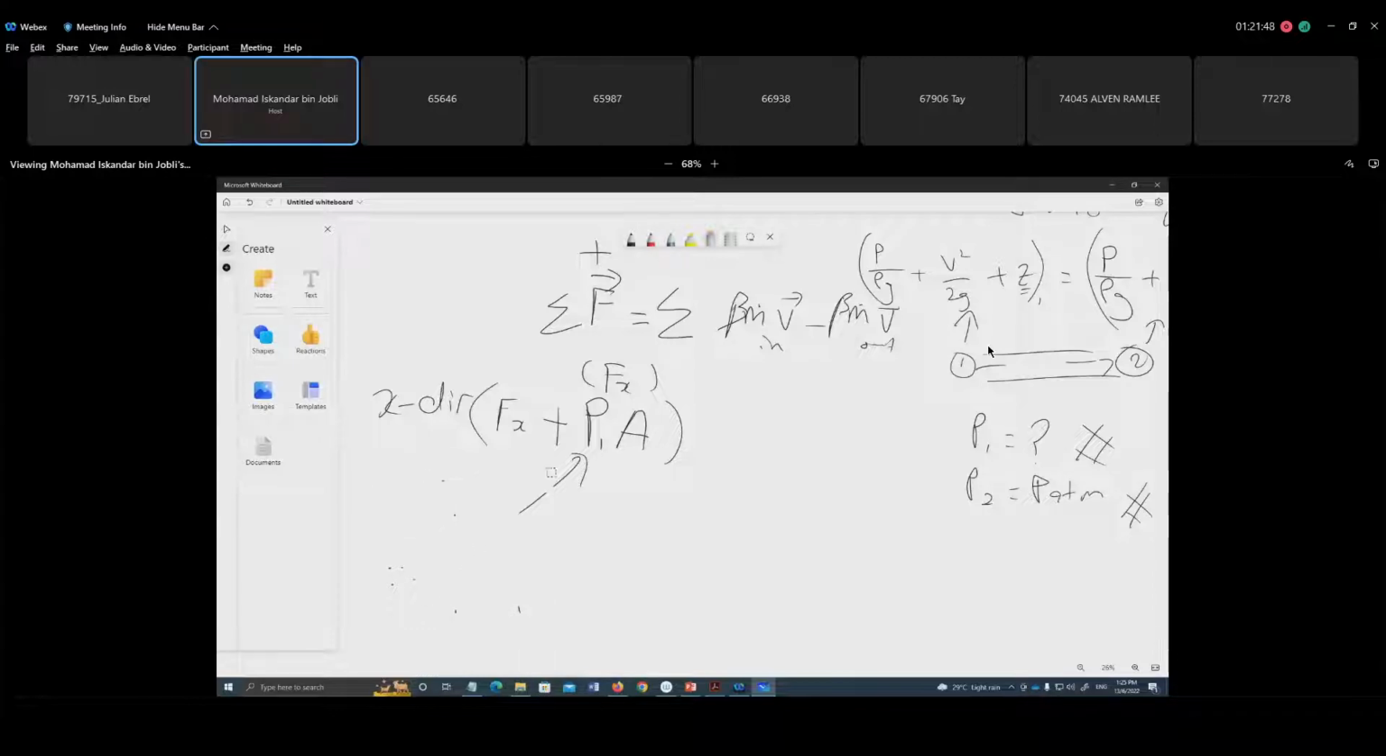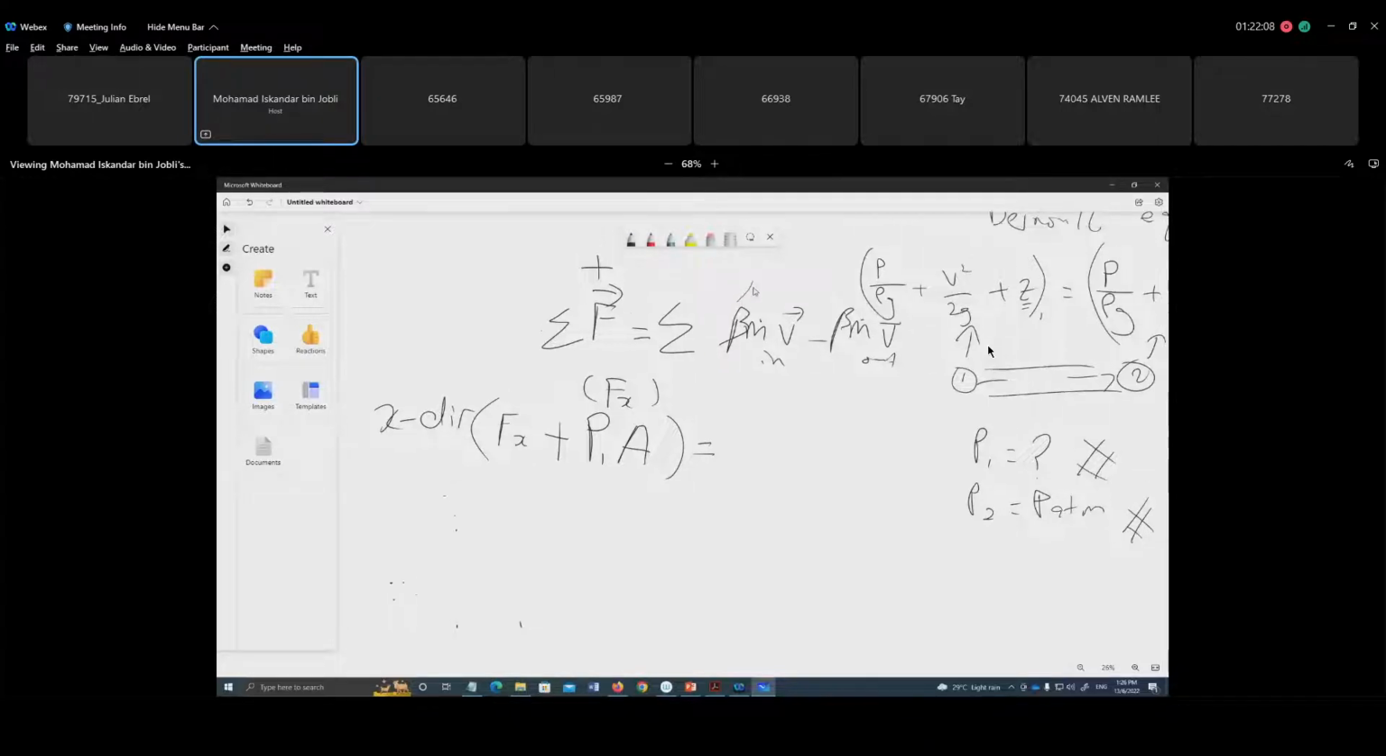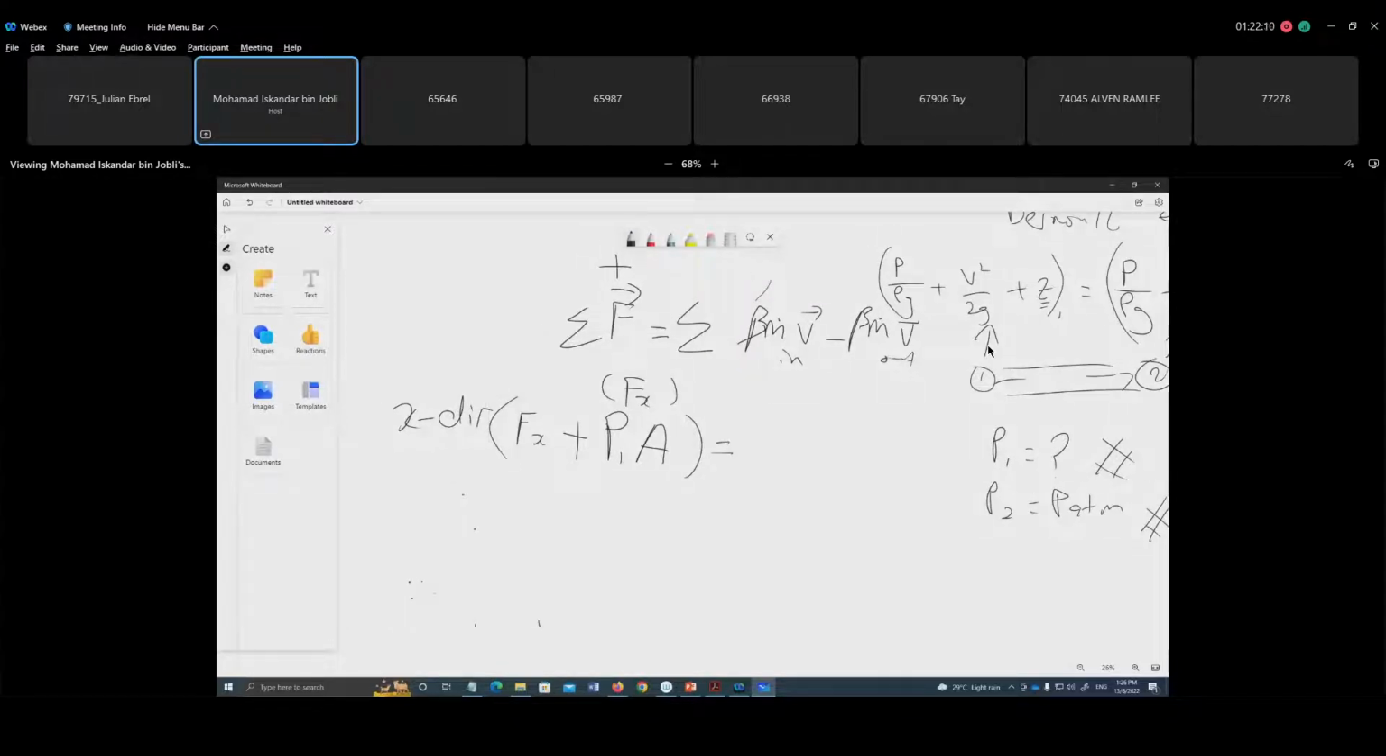Force in the x direction equals to mv in, mv out. You have the mass flow rate in, which is given directly. We have the mass flow rate. What about this value? How much is it?